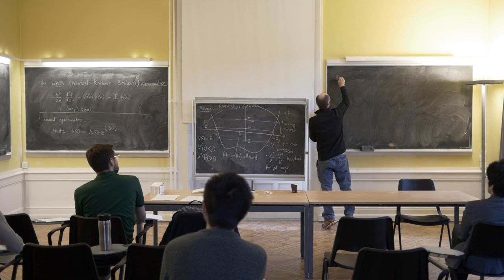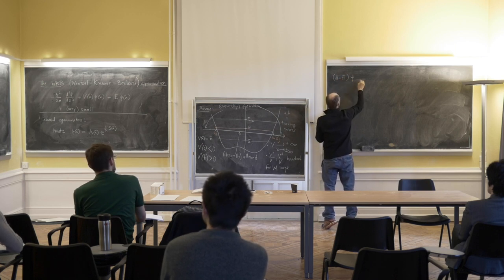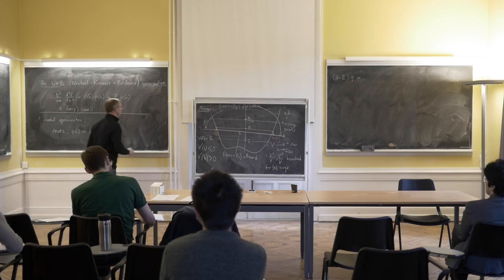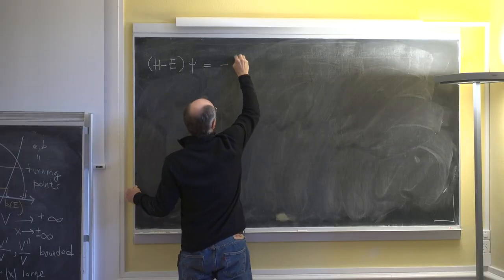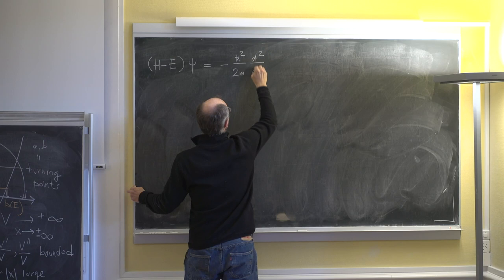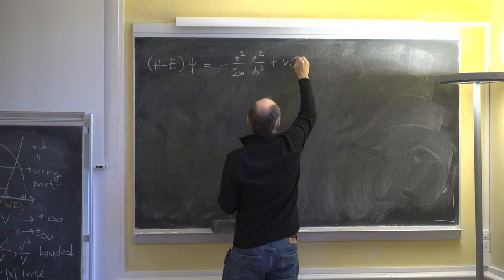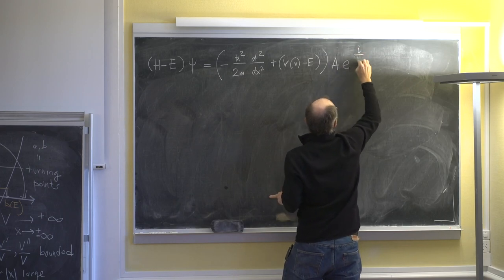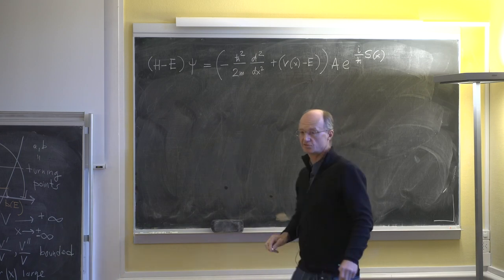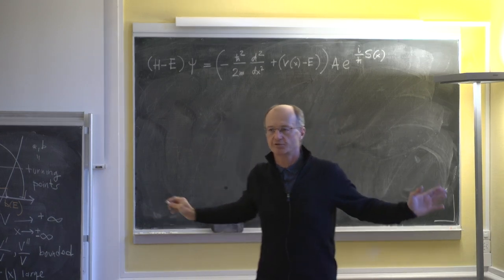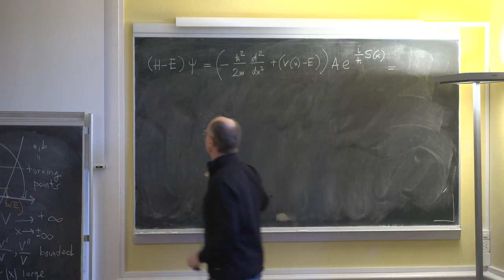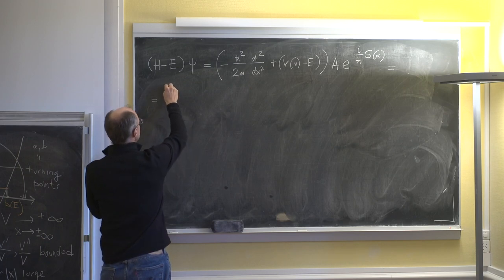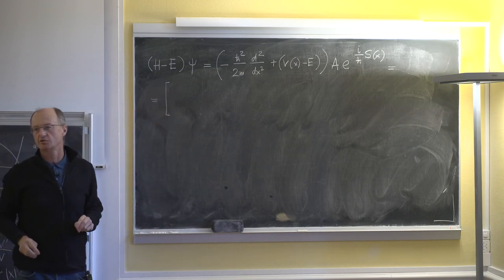So I'll be computing H minus E acting on psi. So this is equal to minus h bar squared over 2m d2 over dx2 plus v of x minus e, and this is applied to this function. At the moment a and s are completely arbitrary. S is real. That's the only condition. Well, now I would appreciate if you watch my hands. I'll try to do it correctly, but you know, it's hard.